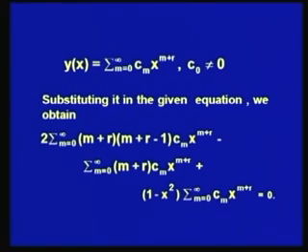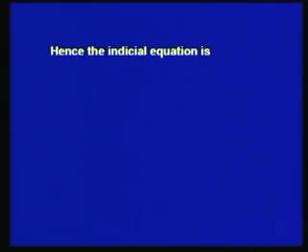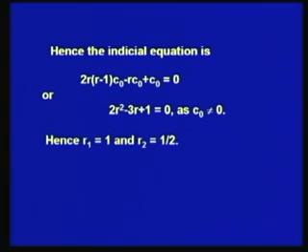Now we can note that the lowest power of x here will be r, which we get from the first term and the second term, and also from the third term when we multiply sigma Cm x to the power m plus r by 1. So we can see that the initial equation here will turn out to be 2r(r minus 1) C naught minus r C naught plus C naught equal to 0, which we get by equating to 0 the coefficient of the lowest power of x, that is r.